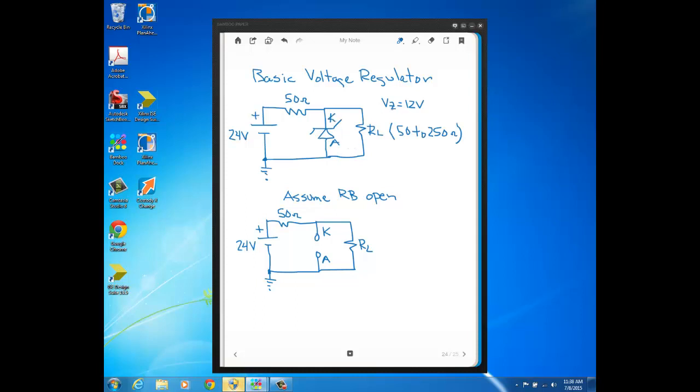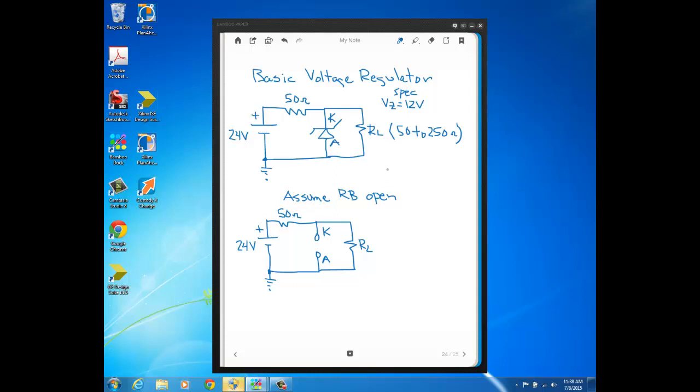Remember, this is the anode side of the Zener diode, and this is the cathode side. Okay, so in this example, VZ is 12 volts, and again, that was taken from the data sheet. VZ is just a spec that you look up. Alright, so let's see how, with the addition of this Zener diode, this circuit now does regulate voltage.